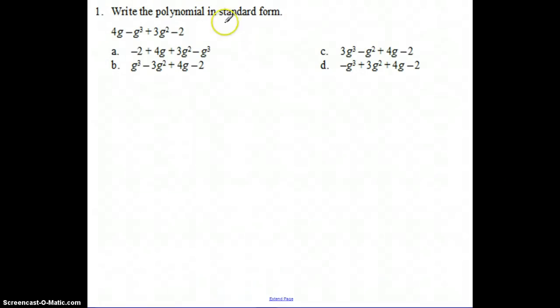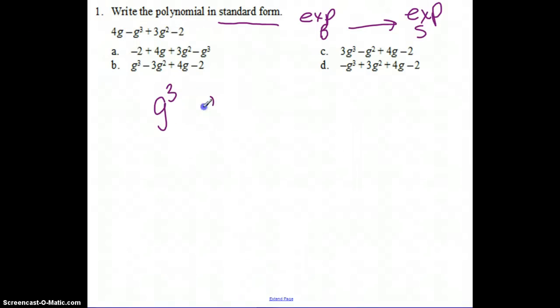In this first problem, it wants us to write things in standard form. Remember, standard form is when you go from the exponent that's the biggest down to the exponent that's the smallest. The big deal in this one is you also have to make sure any like terms you put together. If I were looking at this, first of all, I notice there's not any like terms. But I also notice that g cubed is the highest exponent. So if I'm going to put things in standard form, starting out with columns that look like this would be a good practice.